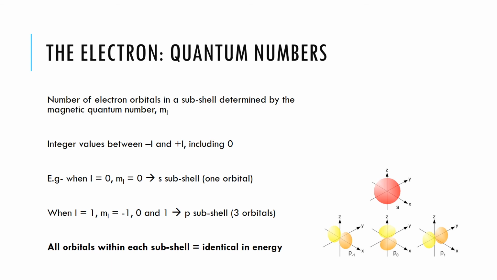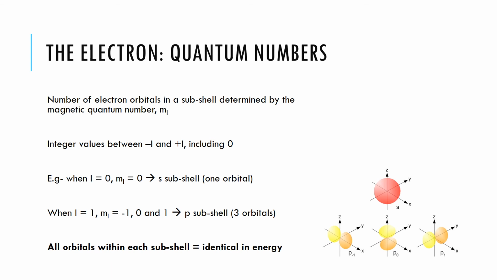Now, if we've got subshells, you'll note, for example, the S subshell only has 1 orbital. But you'll note that the P subshell has 3 orbitals. If you look back to the previous slide, the D subshell has 5 orbitals and the F subshell has 7 orbitals. So we need a way of differentiating the atomic orbitals within any given subshell.